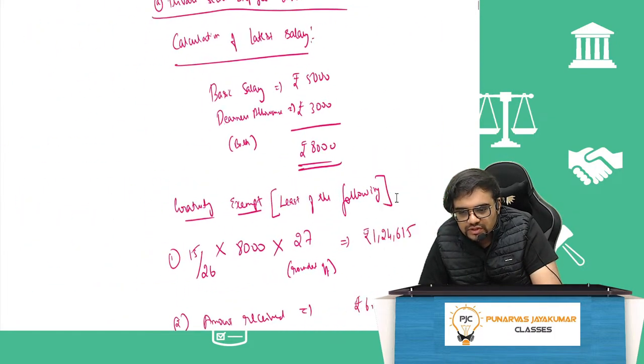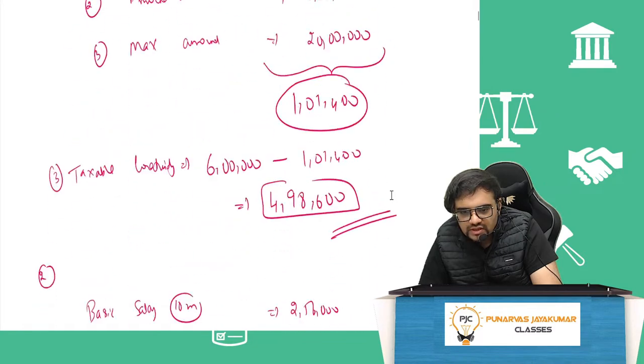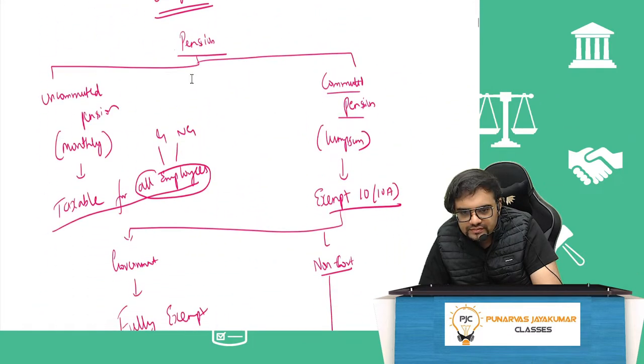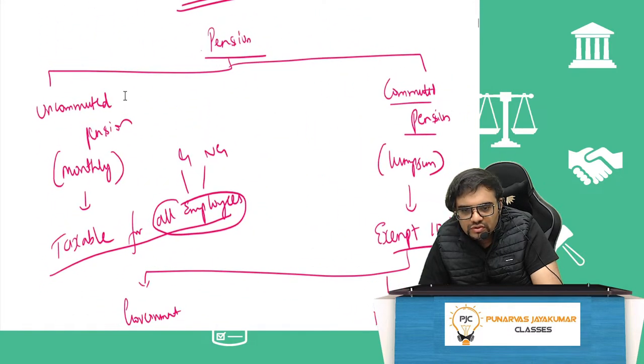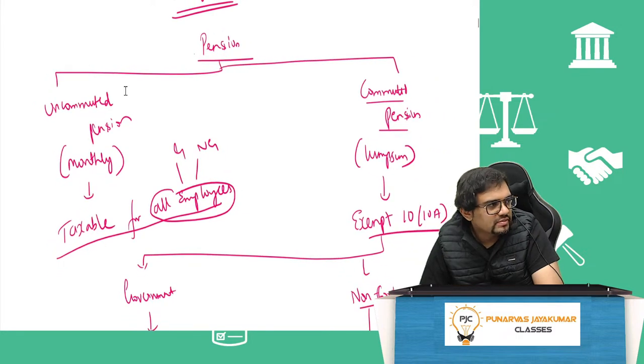Right, so that is what it is. Very simple. That is regarding gratuity. Next, going on to pension. Pension is of two types: uncommuted pension and commuted pension.